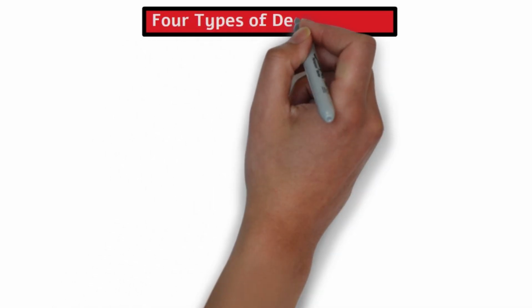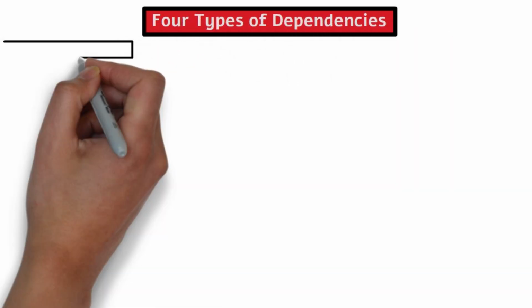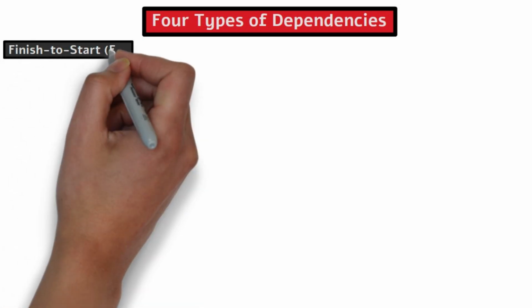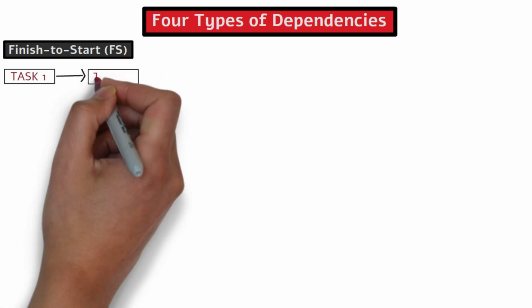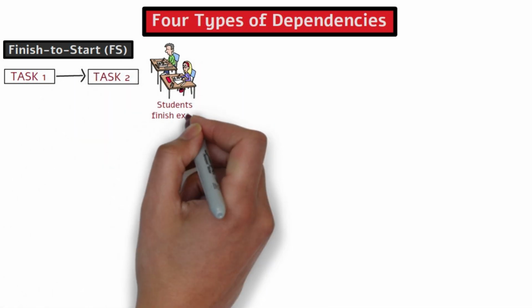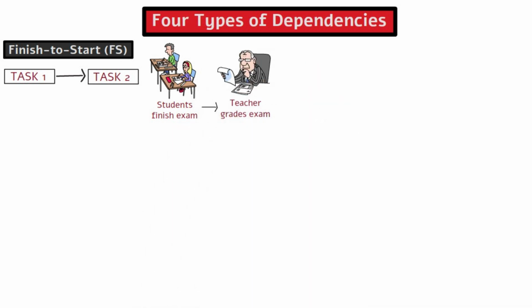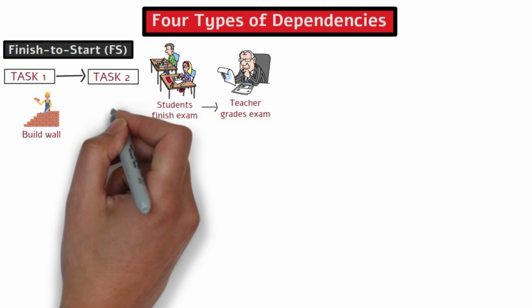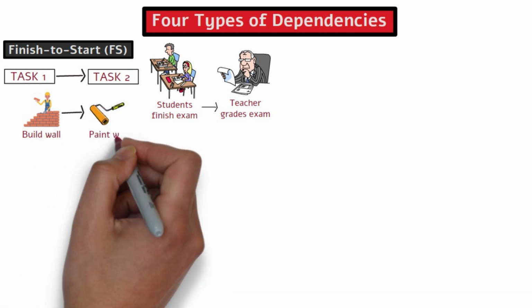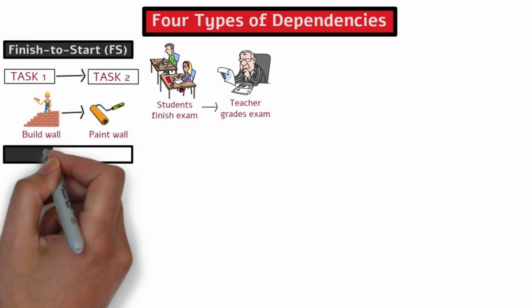Next, let's go over the 4 types of dependencies. Dependencies define how tasks relate to each other. Finish to start, FS. This is the most common dependency, which means task 1 has to finish before task 2 can start. For example, the student needs to finish and hand in the exam before the teacher can start grading it. Another example is that the workers have to finish building the wall before the wall can be painted.